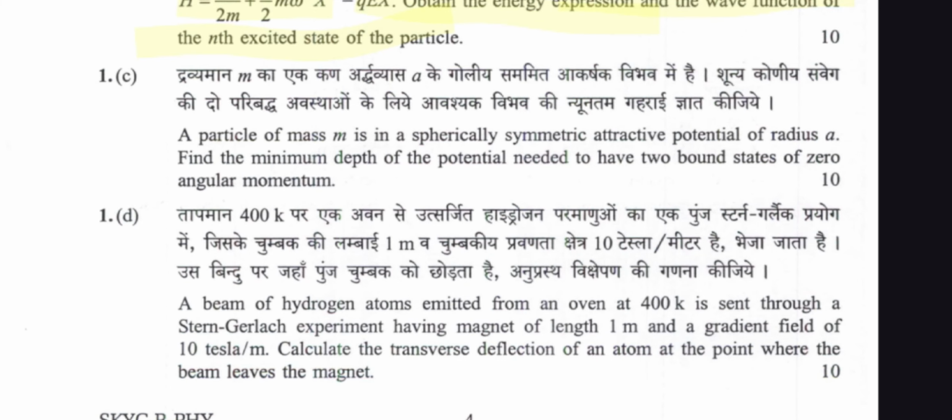In question number C, a particle of mass m is in a spherically symmetric attractive potential of radius a. Find the minimum depth of the potential needed to have a bound state of zero angular momentum.